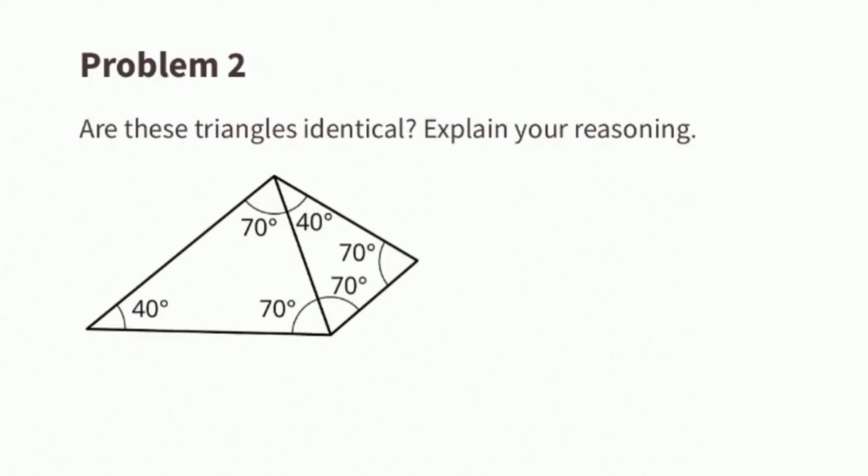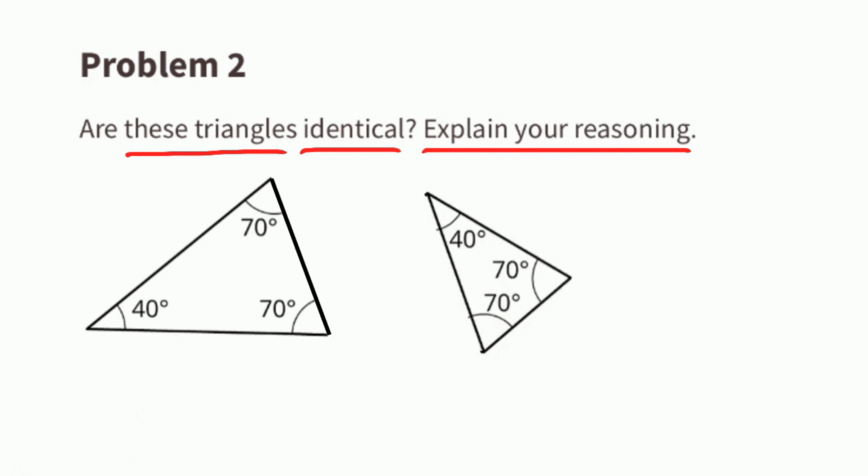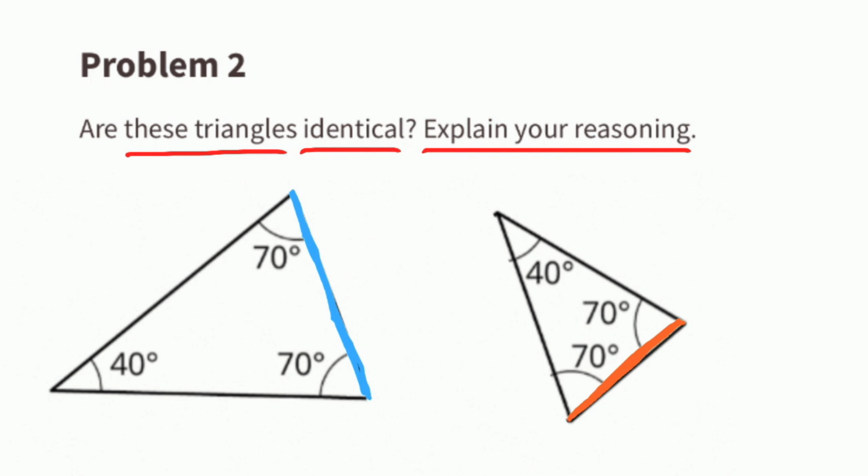Problem number 2. Are these triangles identical? Explain your reasoning. Let's separate these 2 triangles so we can compare them better. It's obvious that these 2 triangles are different sizes, and that makes a difference. The side lengths on the triangle on the left are longer than the side lengths of the triangle on the right, so these triangles are not identical.